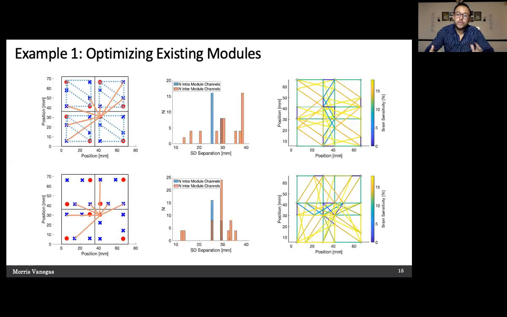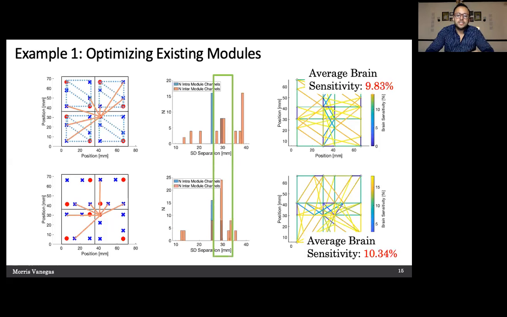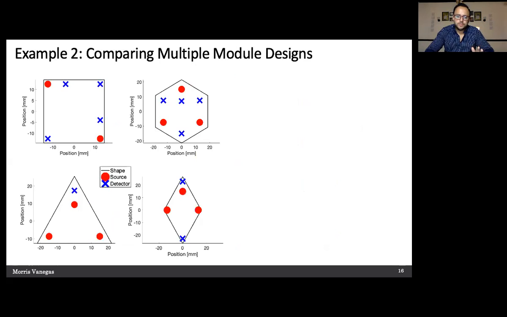Well, by simply reorienting the modules, MOCA shows that we obtain a larger number of channels around the 30 millimeter source detector range, which is a typical range used for fNIRS. Additionally, the average brain sensitivity of the probe increased from 9.83% to 10.34%. Simply put, MOCA allowed us to design a better probe off of an existing module, all without changing the design or the number of modules.